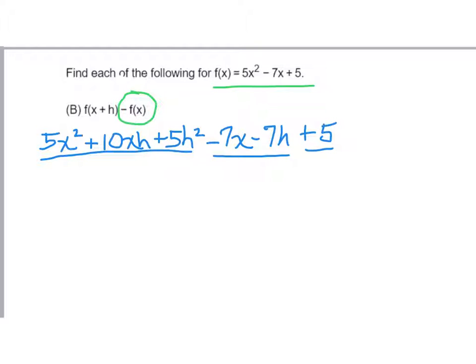Now we're going to subtract f of x. So we're subtracting the entire quantity 5x squared minus 7x plus 5. And when we do that, the easiest way is to take what we have here, and remember that you're subtracting this entire quantity. That's very important. So minus 5x squared, and subtract negative 7x is going to be plus 7x, and minus a positive 5 is going to be minus 5.